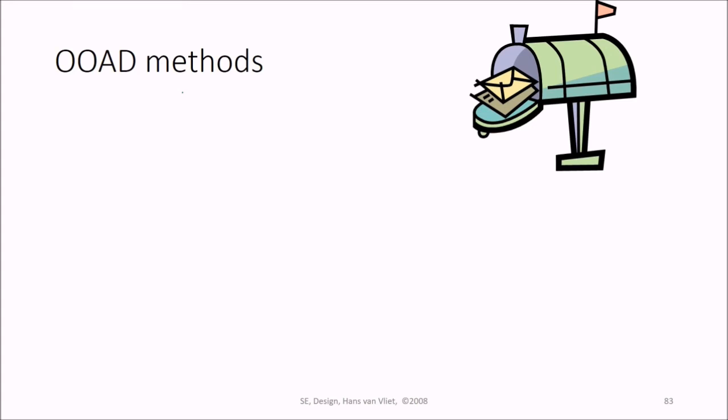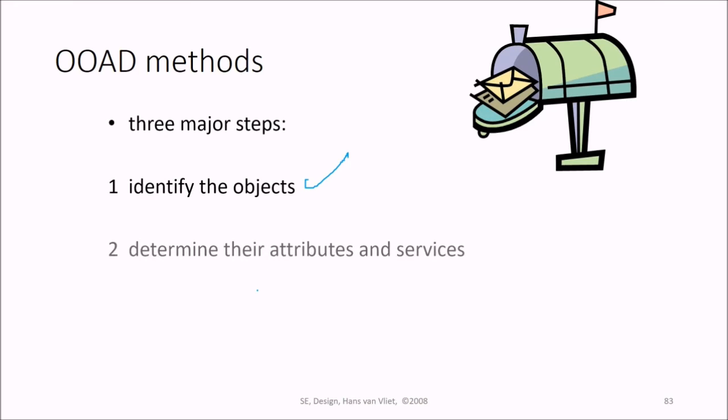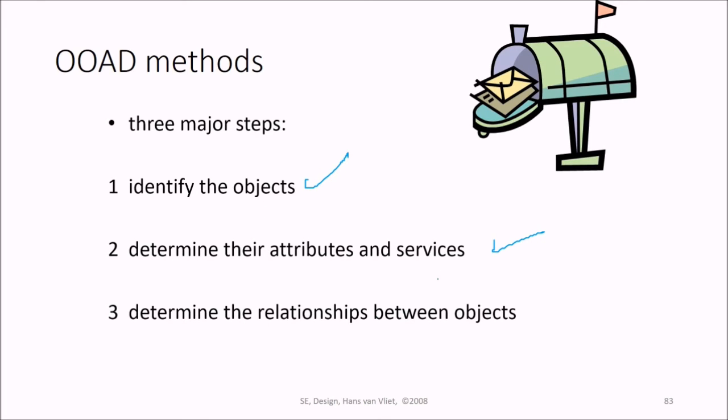Now we come to object-oriented methods. In object-oriented methods, there are three major steps. First, we have to identify the objects. Then we have to determine their attributes and services. And after that, we have to determine the relationship between objects. So: identifying the objects, then their attributes and services, and then finding the relationships among the objects.